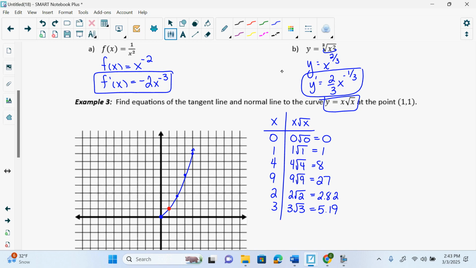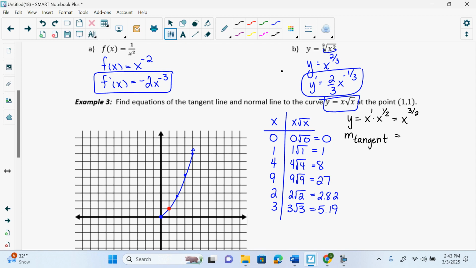So let's talk about m tangent first. If y equals x times x to the half, I'm not going to do product rule. I'm going to put those together. What is x to the 1 times x to the half? X to the 3 halves, because it'd be 1 plus 0.5, which is 1.5, which is 3 halves.